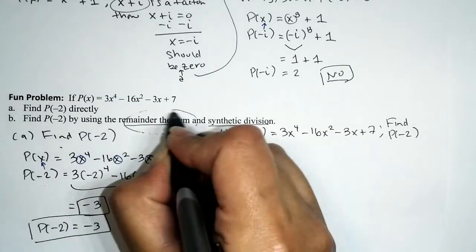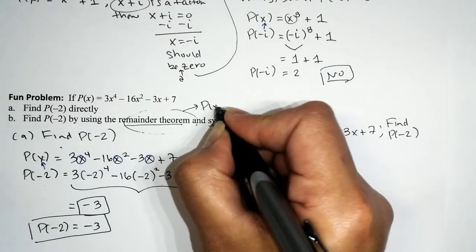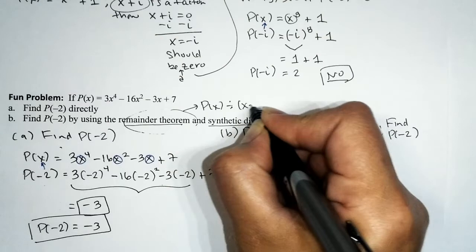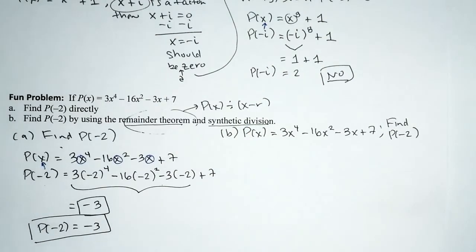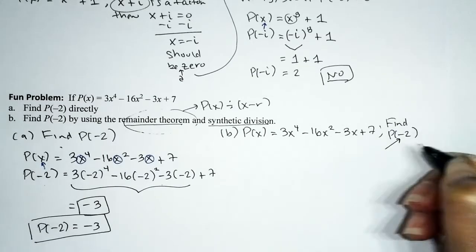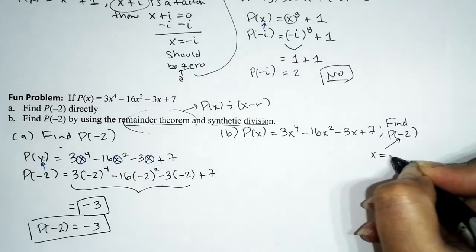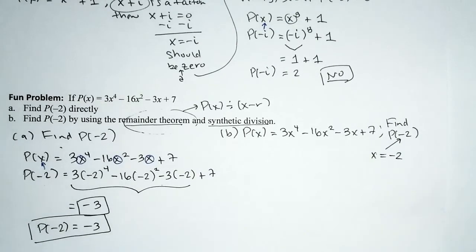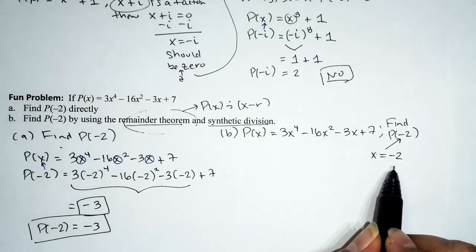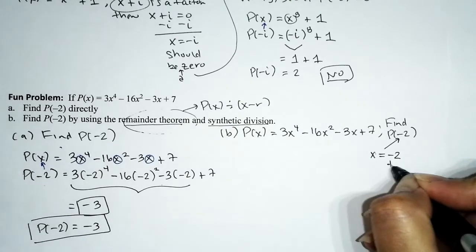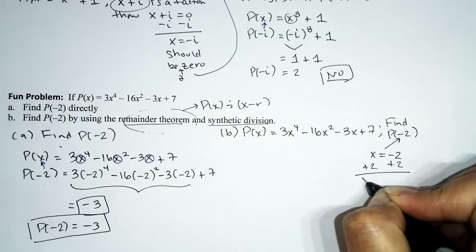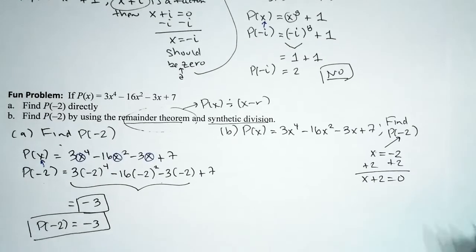So in this case, we are going to have to take the polynomial and divide it by x minus r. Okay, we have to divide it by some binomial. So in this case, we're going to say that x equals negative 2. Okay, what are we going to divide by? We're not going to divide by x equals negative 2. So we're going to go ahead and set this equal to 0. Let's add 2 to both sides, and that will give us x plus 2 equals 0.